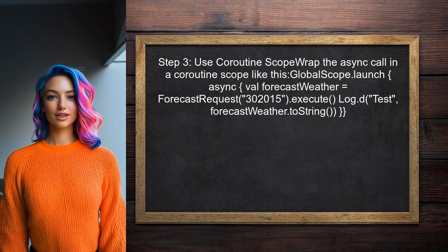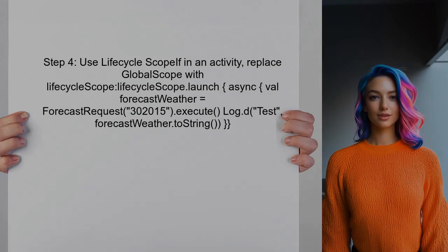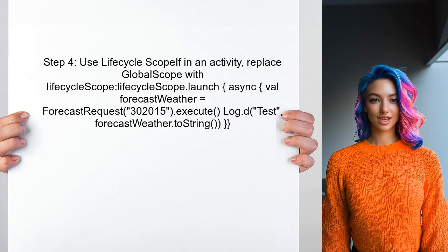Now, the user should wrap their async call within a coroutine scope. This is necessary because async is a suspending function and must be called from a coroutine. Finally, the user should ensure that they are using the correct context for their coroutine. If they are in an activity, they can use lifecycle scope for better lifecycle management.